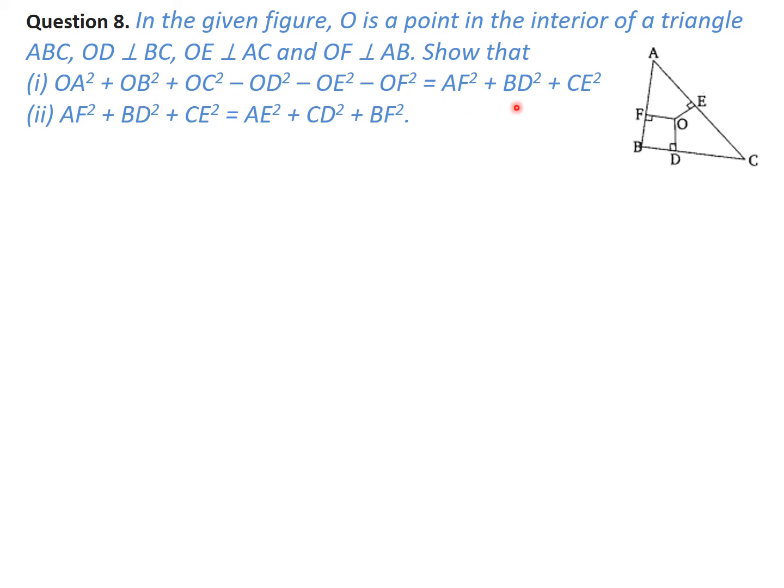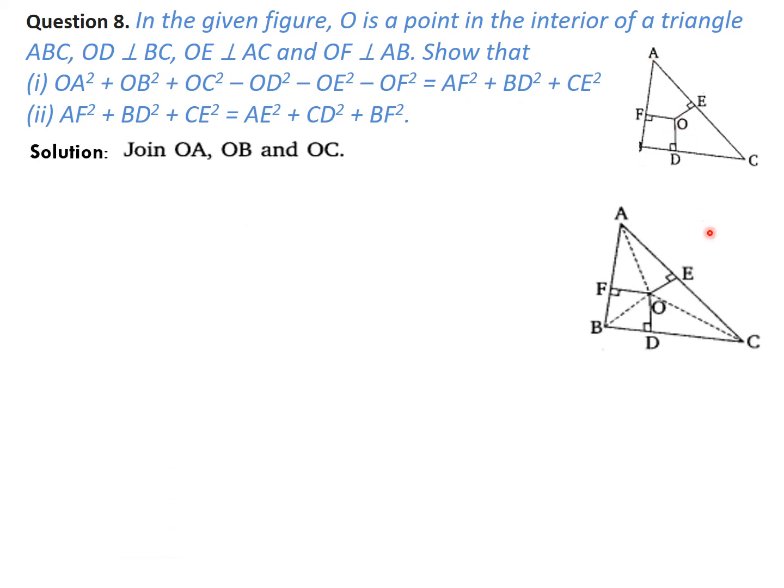Before we do all these things, let us first join OA, OB and OC. So join OB, OC, and we will get this diagram after joining them. So we can see that the whole triangle has been broken into numerous triangles. It will be 1, 2, 3, 4 and 5, 6. We have 6 triangles and all of them are right angled.